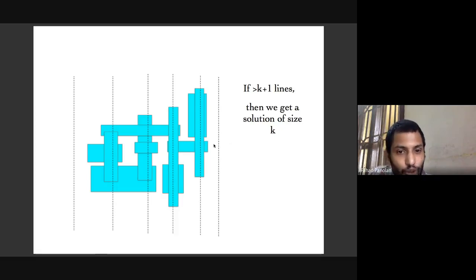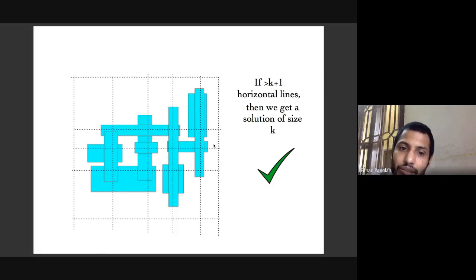You can do this drawing in a horizontal way as well, right? And if this happens, then you are done. If you have drawn more than k plus 1 lines, you are done. So now you assume that the number of vertical lines is less than or equal to k plus 1. And in a similar way you can do this process in a horizontal way. And if you have drawn more than k plus 1 horizontal lines, again you are done. Otherwise, we got a grid kind of structure of order k plus 1 times k plus 1 at most. So we got this structure.